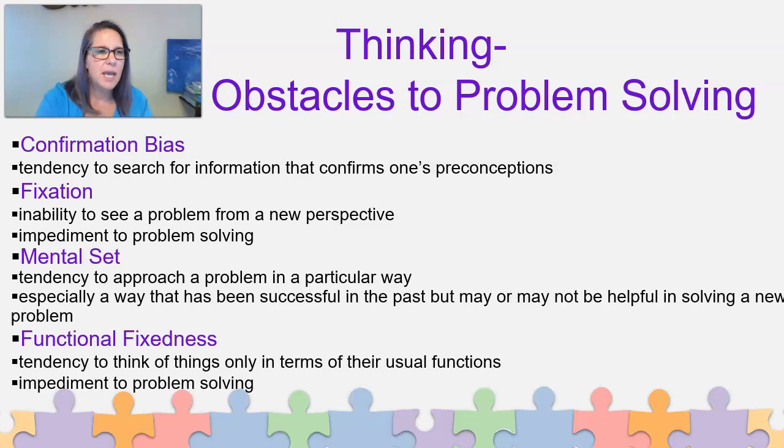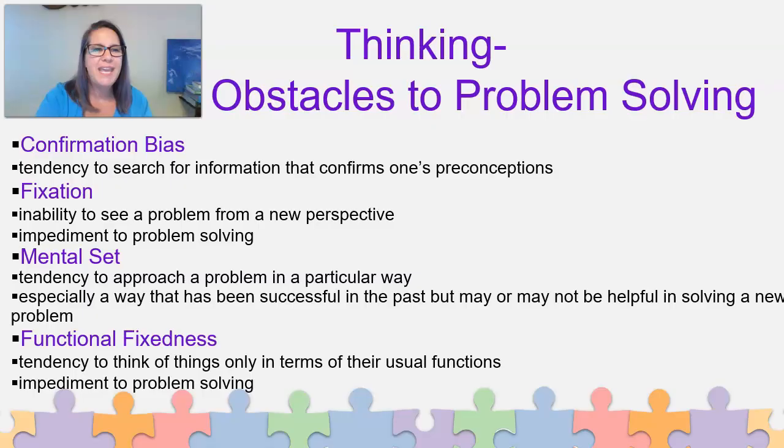Let's take politics, for example. So you either love President Trump or you hate President Trump. And whatever you're looking for on social media or Google searches or newspaper articles is going to be information that confirms what you already believe. That's confirmation bias. You're not really going to listen to anything that is opposite of what you already believe.